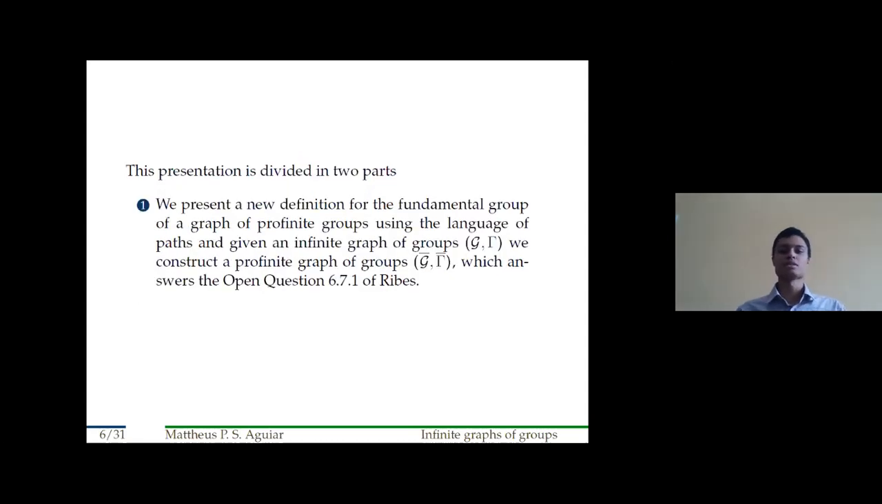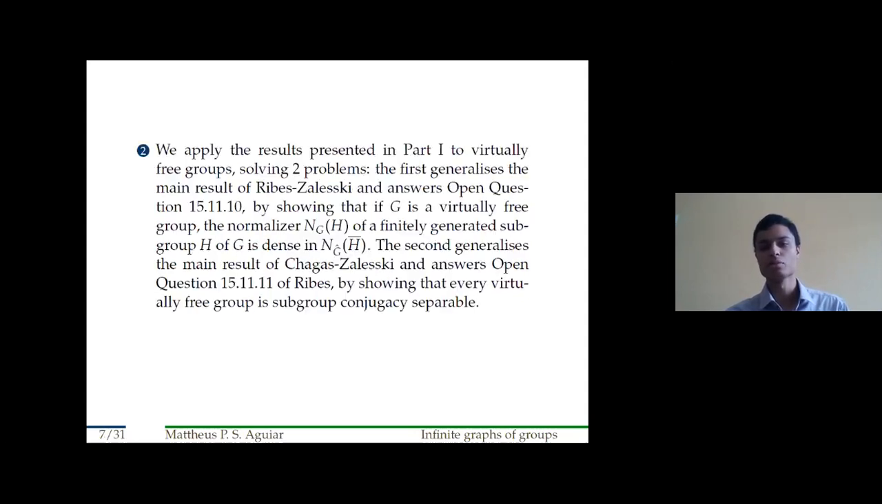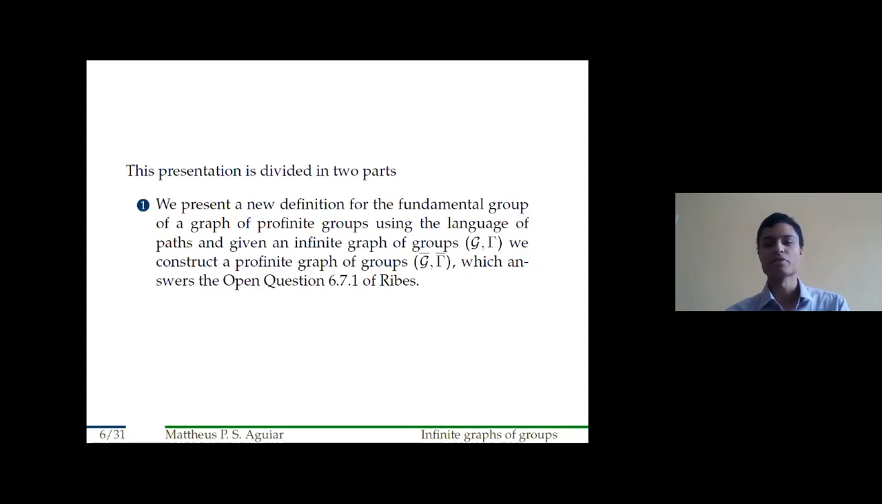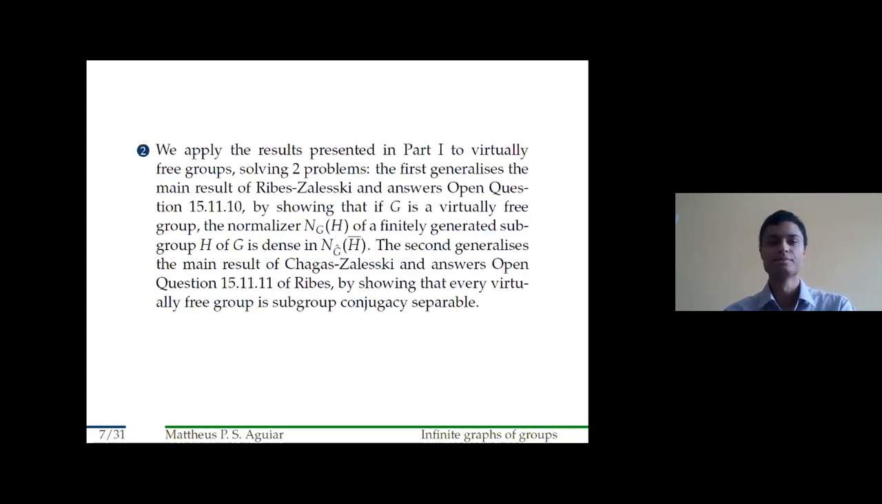So this presentation is divided in two parts. In the first one, we present a new definition for the fundamental group of a graph of profinite groups using the language of paths, which is more natural than the previous definition that Ribes presents in his book. And given an infinite graph of groups, we construct a profinite graph of groups, which answers the open question 6.7.1 of the book of Ribes, that is, Profinite Graphs and Groups.